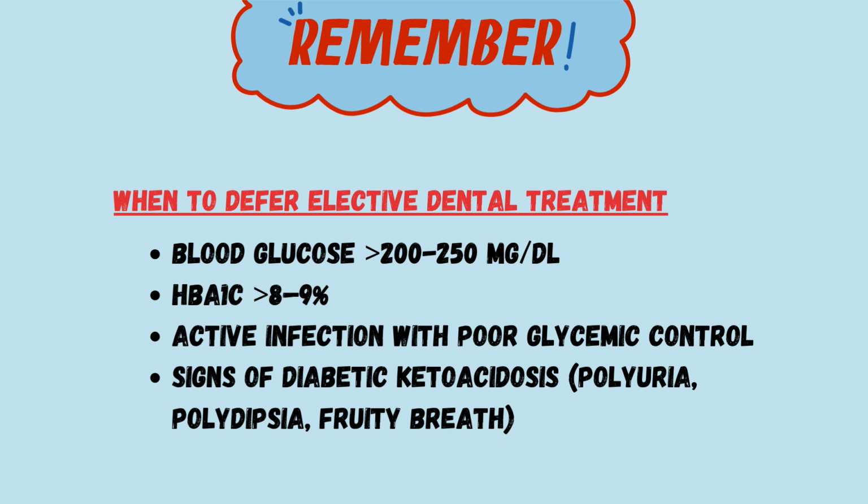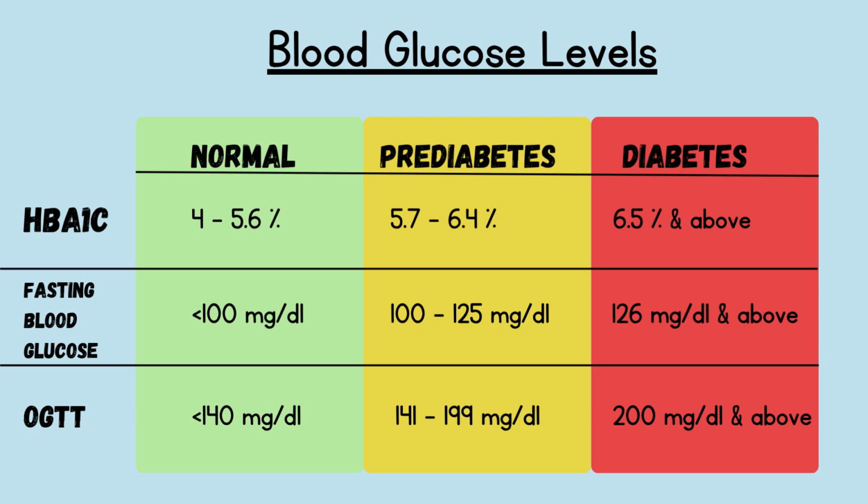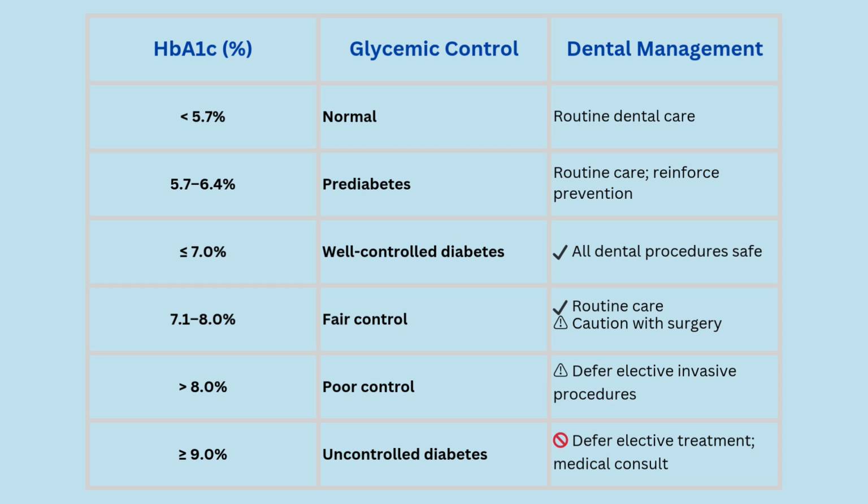On the next slide, you'll see a quick chart summarizing HbA1c levels and glycemic control, blood glucose ranges, and how they guide dental management decisions. This is a practical reference you can use in clinics to quickly assess whether to proceed, modify, or defer treatment.